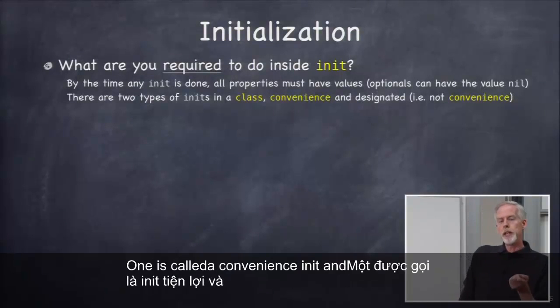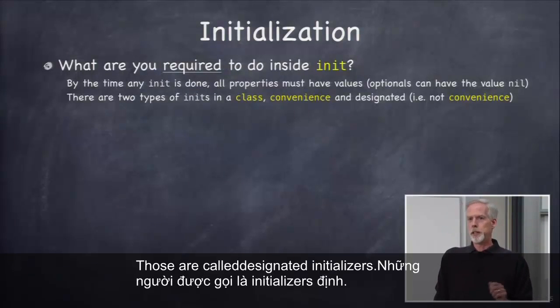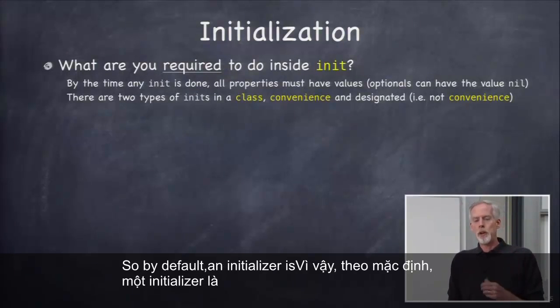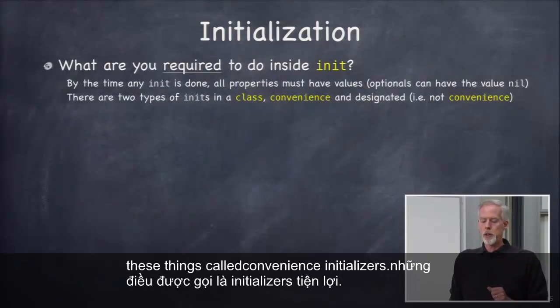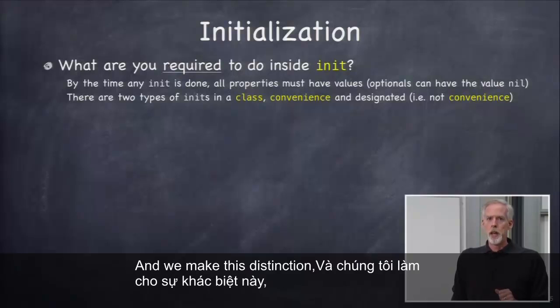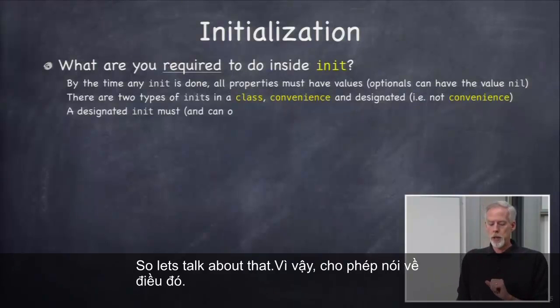There are two types of inits in a class, not in a struct, but in a class. One is called a convenience init, and then there's all the other kinds. Those are called designated initializers. So by default, an initializer is called a designated initializer, but there's also these things called convenience initializers. And we make this distinction because there's a little bit different rules about them, so let's talk about that.